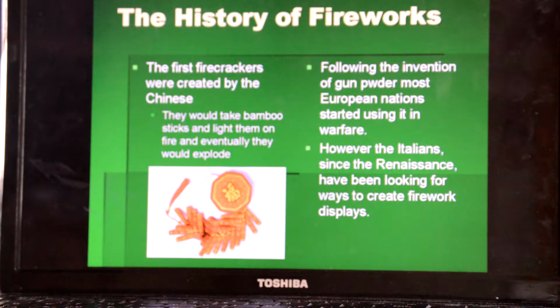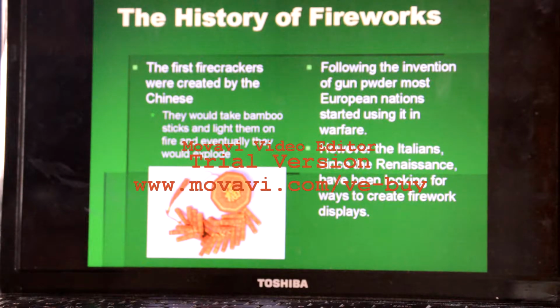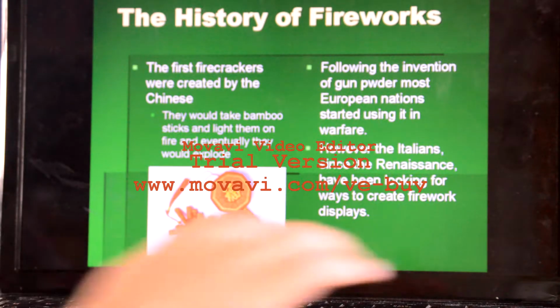However, the Italians have been looking for ways to create fireworks since the Renaissance. So, they decided to use the gunpowder to create chemical reactions and light them on fire and create fireworks.